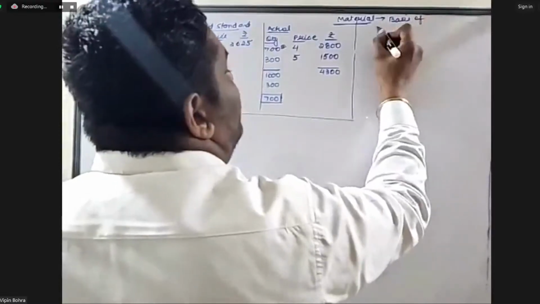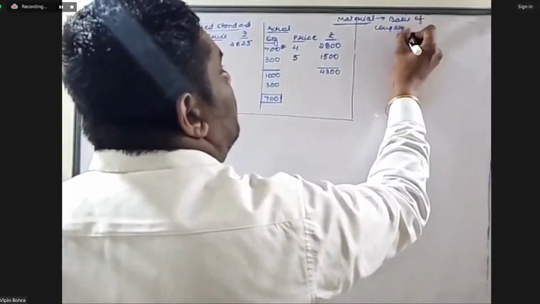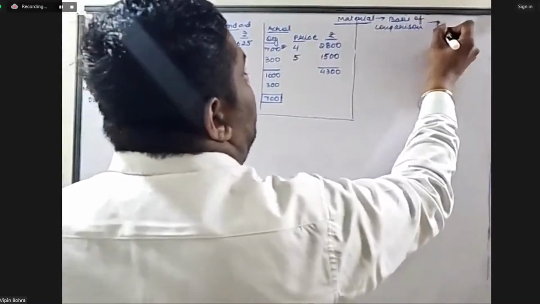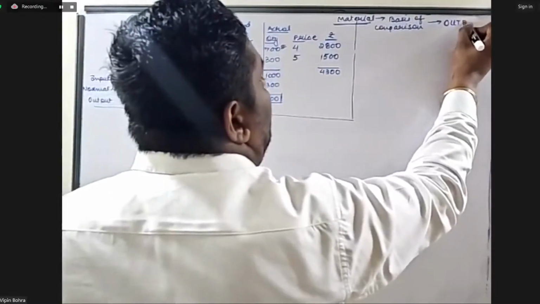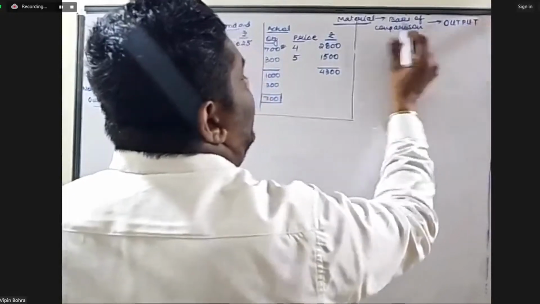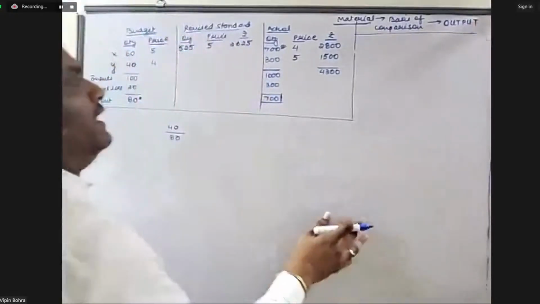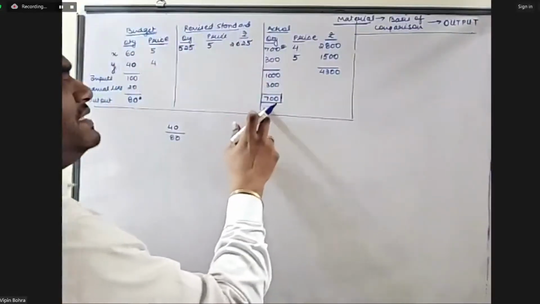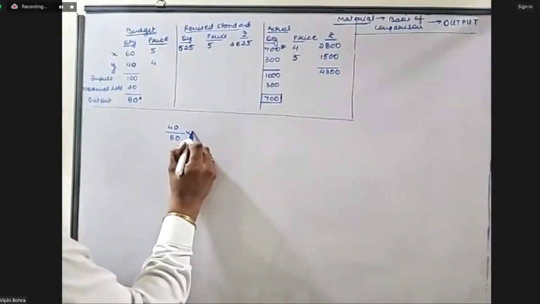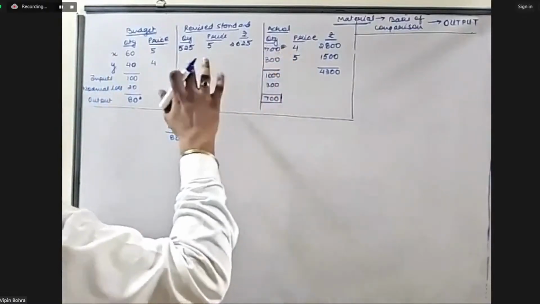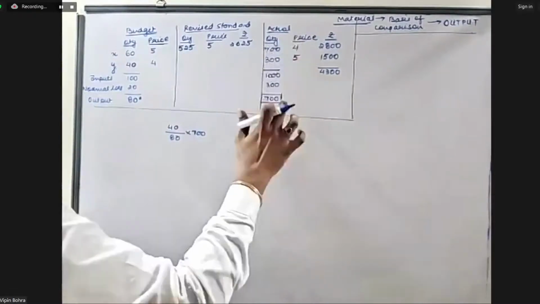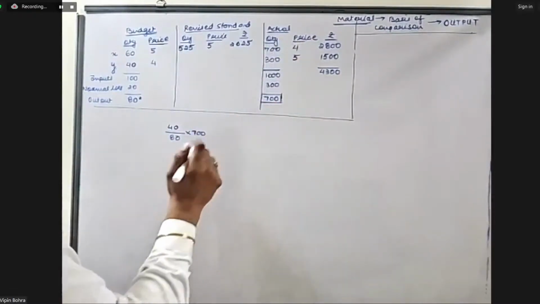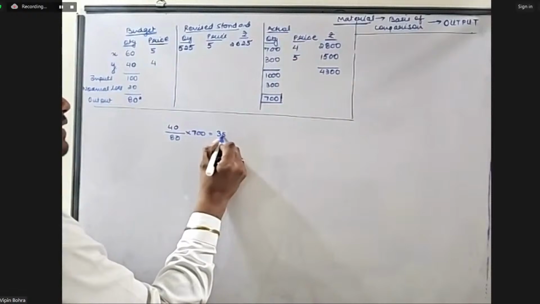The basis of comparison is what? I'm writing in bold for your reference. When talking about material, the basis of comparison is output. So for 525 also, I have not used this 700. I've used this 700. So this will be 350.